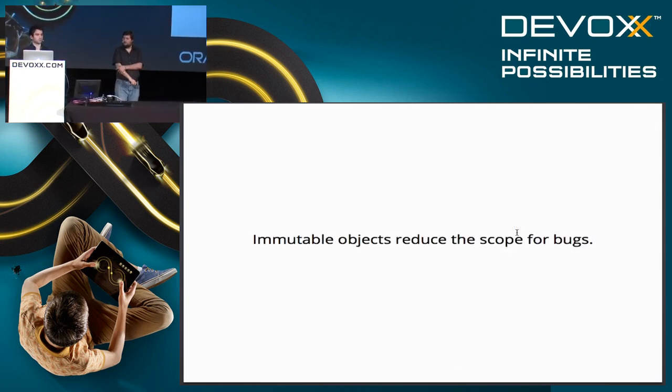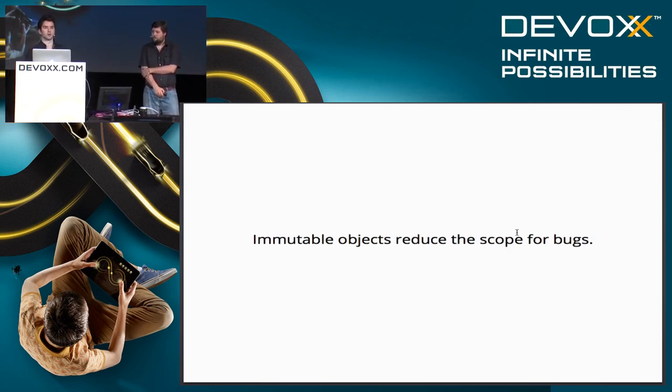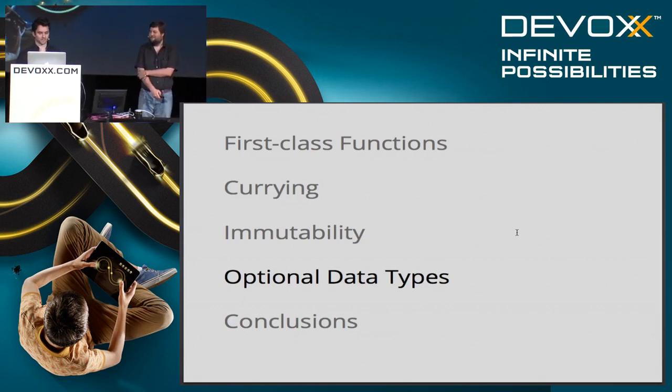So, in a nutshell, immutability kind of reduces the scope for bugs, so it's a good practice to use in your own code base. So the next topic is another fancy functional programming terminology. Always good to bring those guys up during dinners. We're going to talk about optional data types.